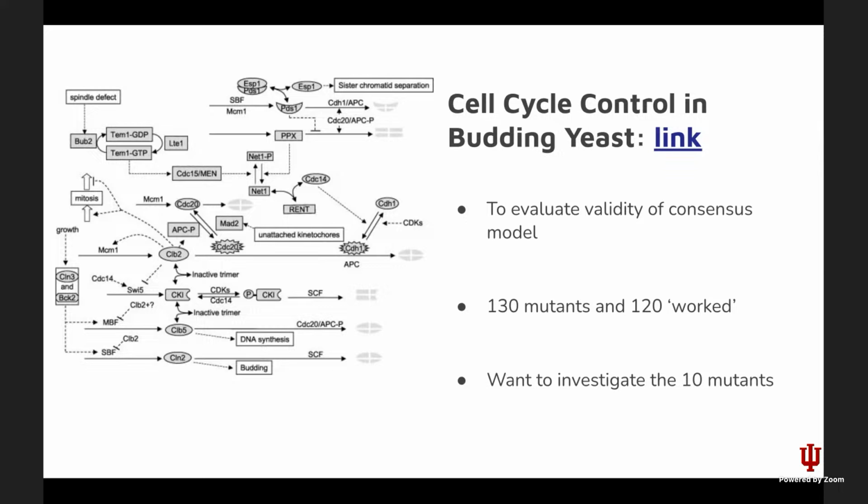What these researchers did is create a mathematical model, trying to replicate this using ordinary differential equations, and test it on 130 plus mutants of yeast to see if this model stands true for all of the mutants. And it mostly did. 120 of them stood true, and I now want to investigate the ones that did not work out by tweaking the model, seeing what happens, stuff like that. And then this was the last one.